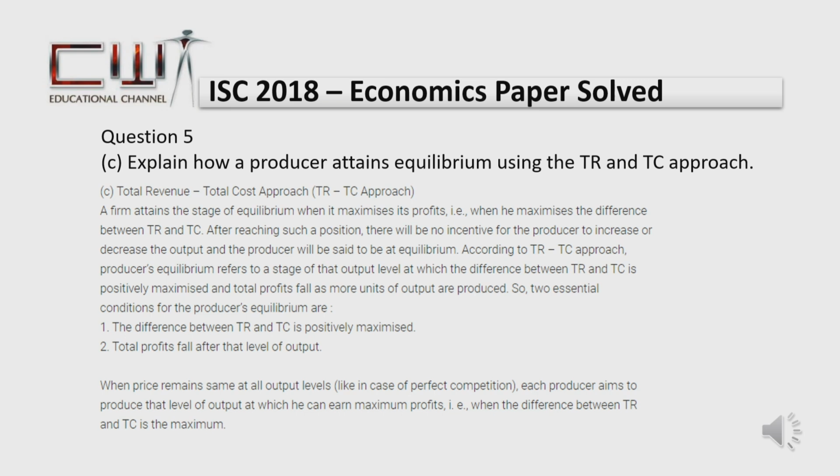When the price remains the same at all output levels, like in case of perfect competition, each producer aims to produce that level of output at which he can earn maximum profits, when the difference between total revenue and total cost is the maximum.